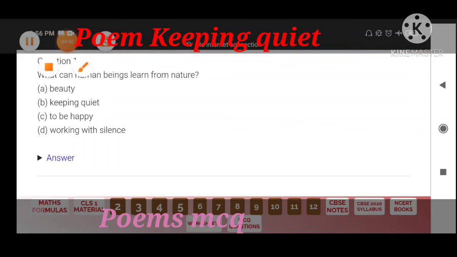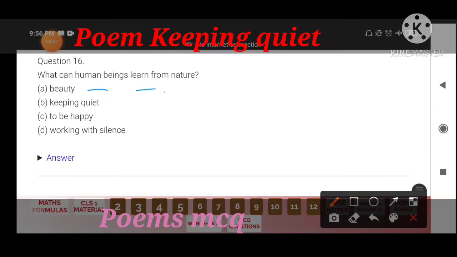What can human beings learn from nature? Beauty, keeping quiet, to be happy, working with silence. So the answer will be working with silence.